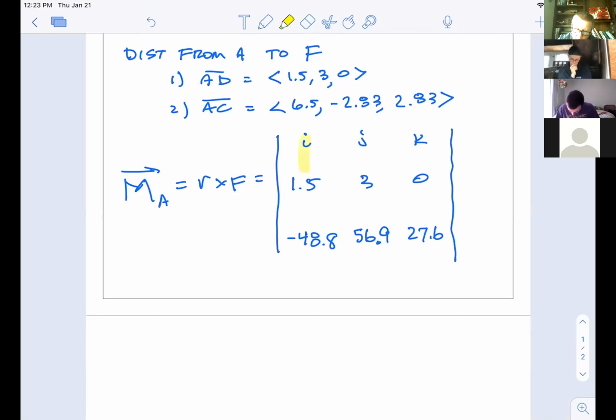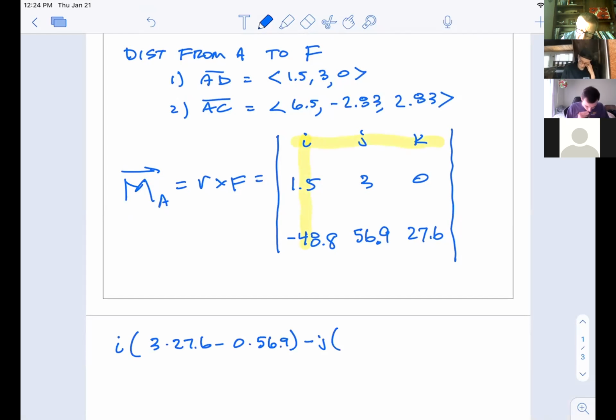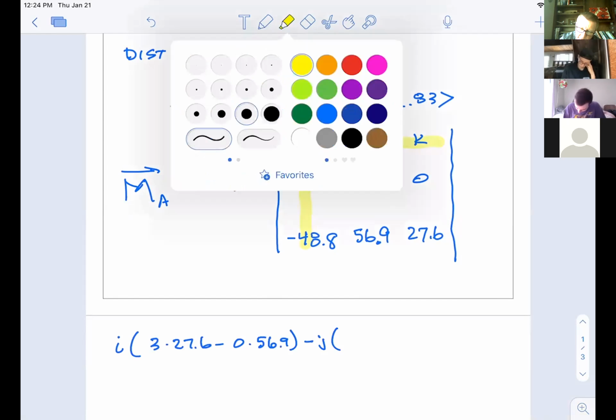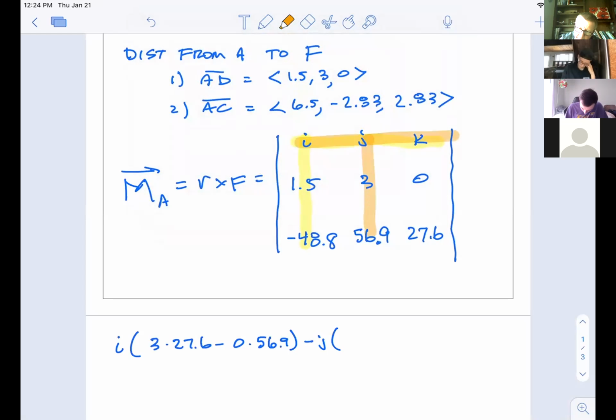So I'm going to cross out the I row. That leaves, for my I, and I'm going to write the I in front this time, 3 times 27.6 minus 0 times 56.9. Yeah, that's going to save me some time. And then when you get to the J, remember it was always negative, so I'm going to write that negative sign right there. So for the J, cross out the J row. Again, multiplying diagonally, that's 1.5 times 27.6 minus, hey, good, 0 again, 0 times 48.8. And then it's plus, so it's plus I minus J plus K.